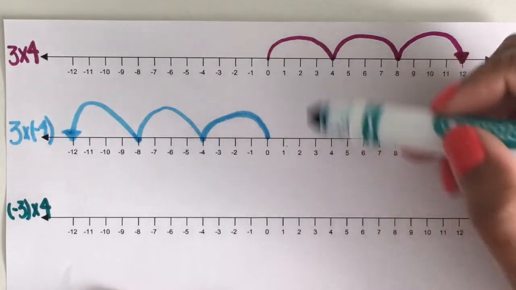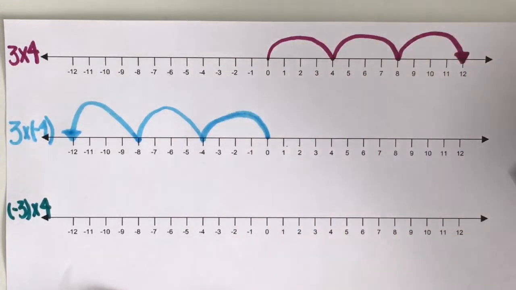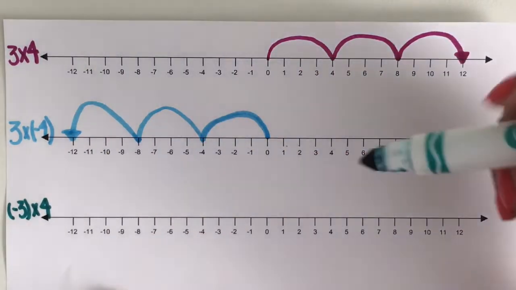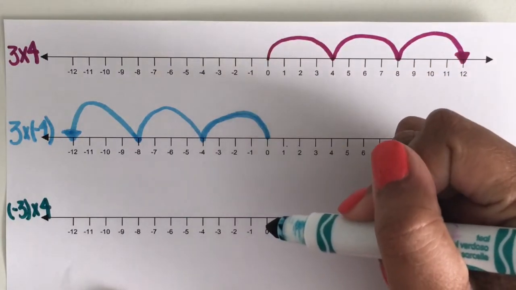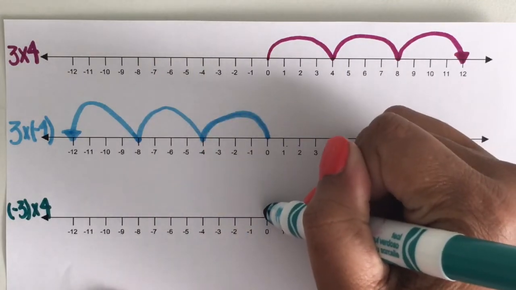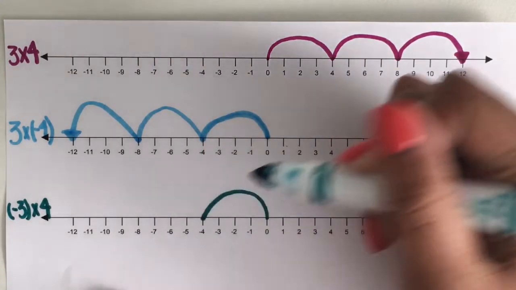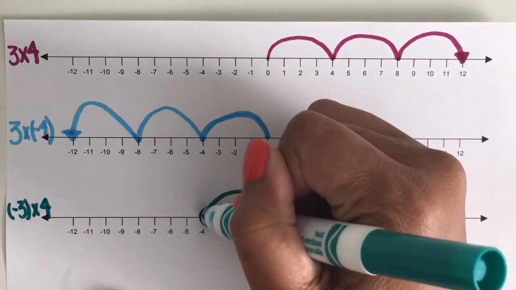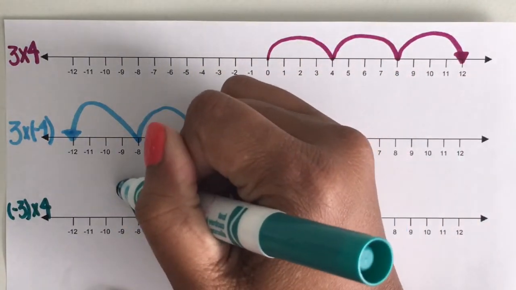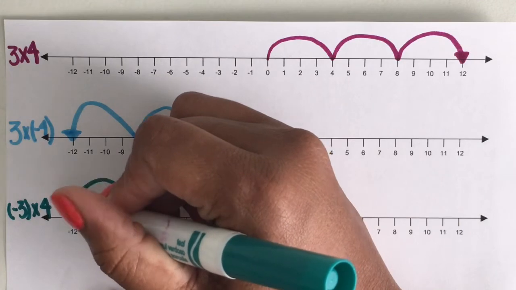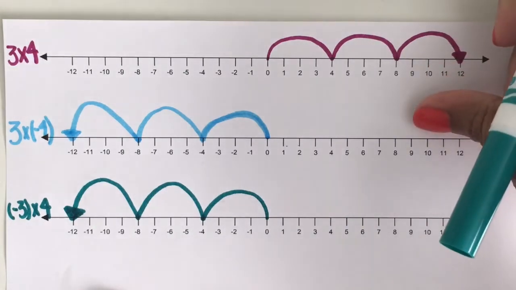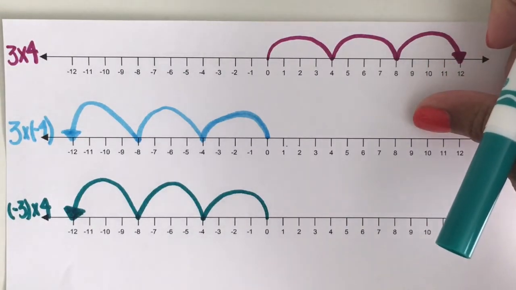So when we did 3 groups of 4, we went to the right 4 hops. And that's up here, that first number line. But since this negative is in front of it, we're going to think the opposite. The opposite of 3 groups of 4 takes us to the left. So that's one group of negative 4. Another group of negative 4. And one more group of negative 4. So that takes us in a negative direction when we're doing the opposite of 3 groups of 4.